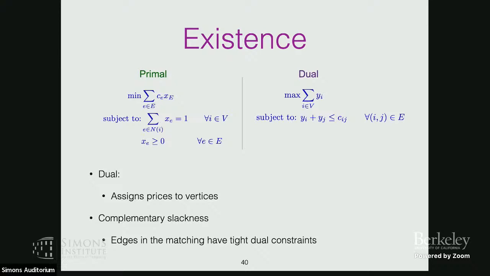So what's the dual? For each vertex, we have a price. So yi is the price on vertex i. And what do the constraints say? It says, for every edge, the sum of the prices on the endpoints is going to be at most the cost of that edge. And what do we know? Well, we know by complementary slackness that edges in the optimal matching are going to have a tight dual constraint.